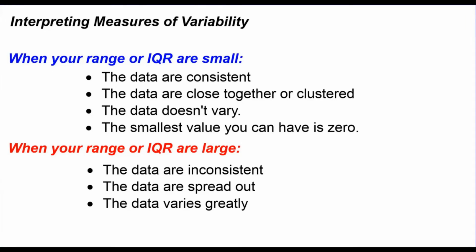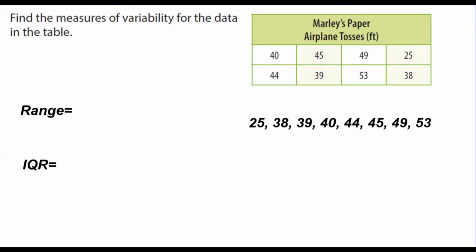So when we're interpreting our measures of variability, it's very important that we keep those ideas in mind so that we don't accidentally get them confused with measures of center. They do not tell us what a typical value is. It only tells us how spread out our data is. So let's take a set of data here. We've got some airplane tosses, and we measured how far Marley was able to throw his paper airplane after 2, 4, 6, 8 times that he threw it. So we want to know how consistent his paper airplane is when he's flying it.